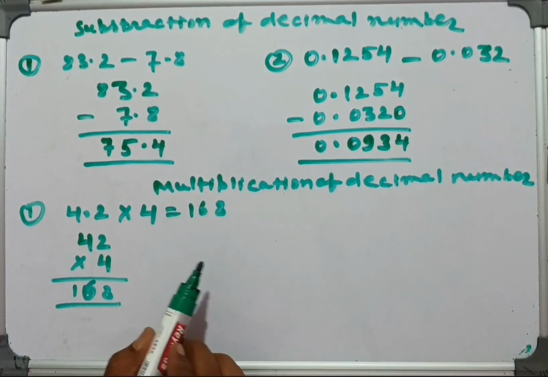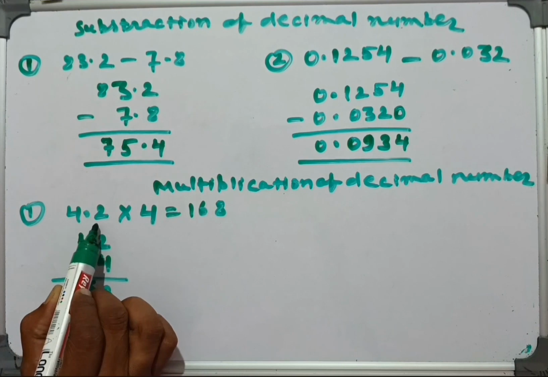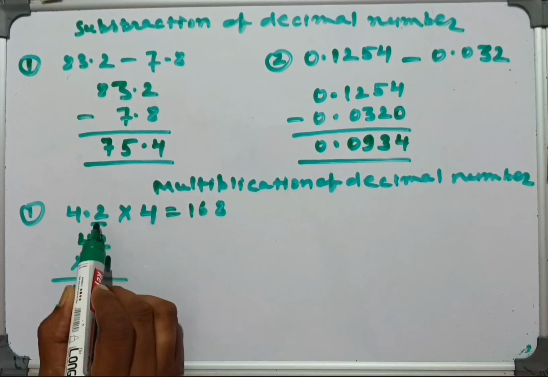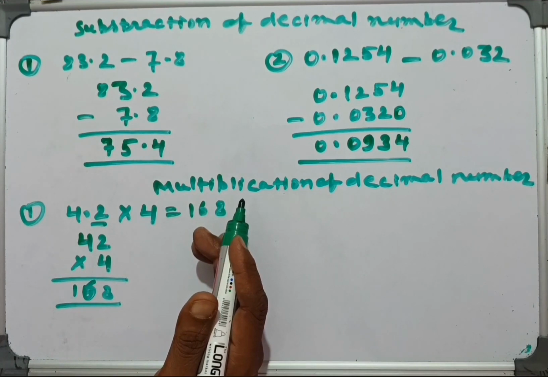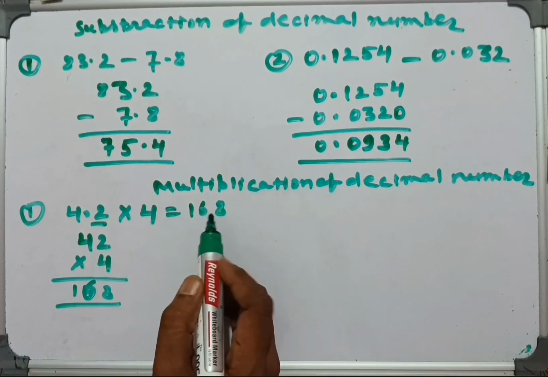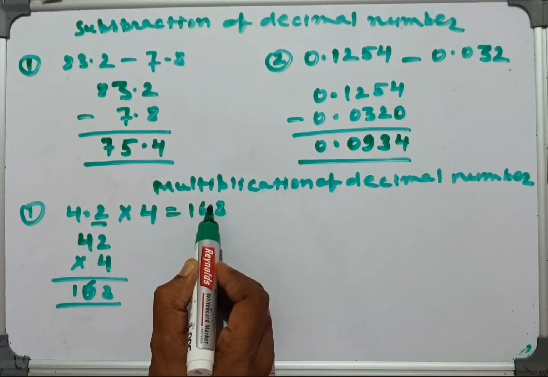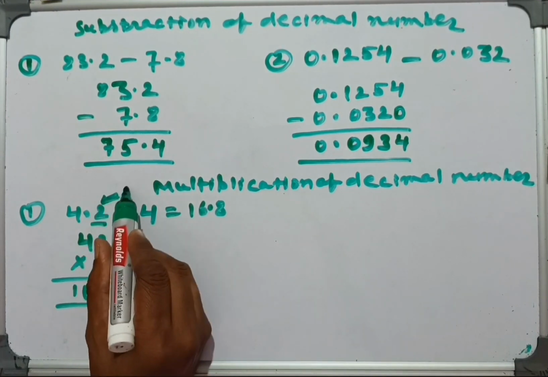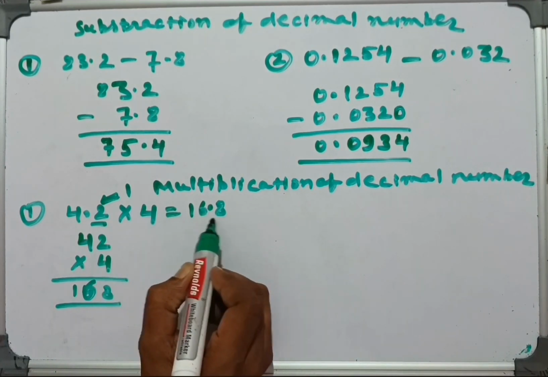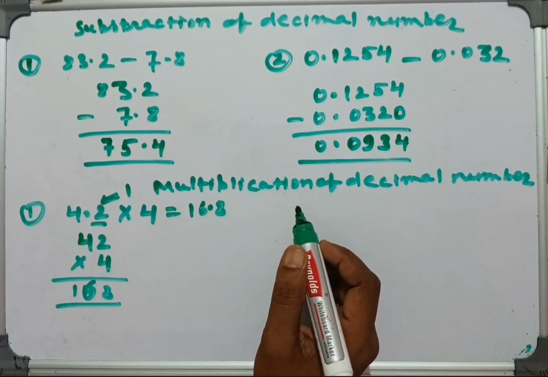Now see how many decimal parts are here. Here there is only 1. So what we will do is count from the right and go in the left direction and put the dot before 8, because the decimal part here is only 1. Okay, the answer is 16.8. Now for more clarity, see another example here.